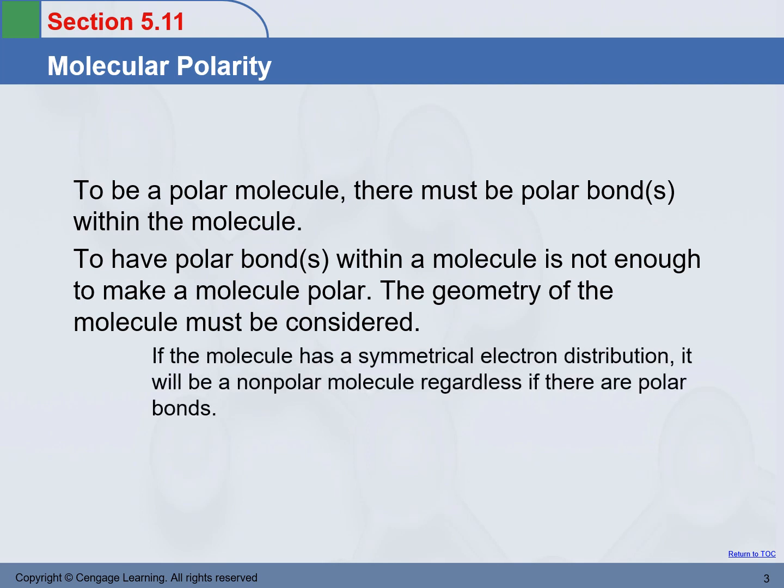If the molecule has a symmetrical electron distribution, it will be a nonpolar molecule regardless of whether there are polar bonds or not. If the electrons are distributed within the molecule symmetrically, then it will be a nonpolar molecule.